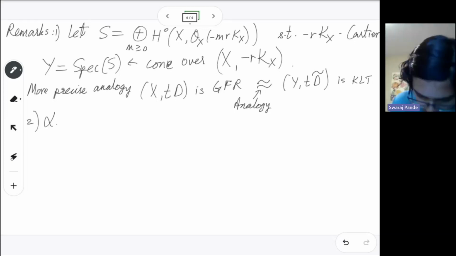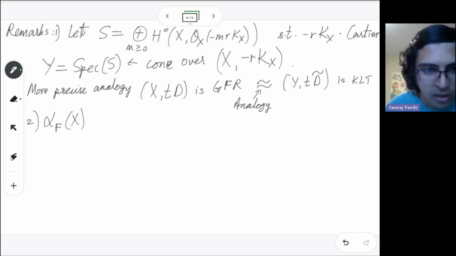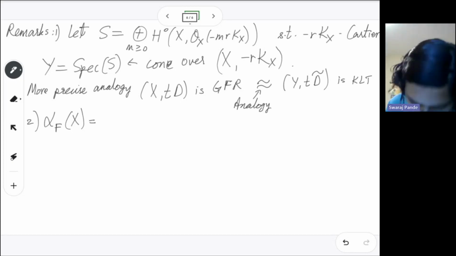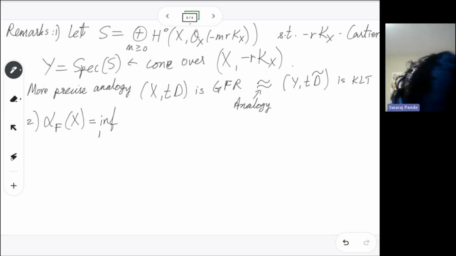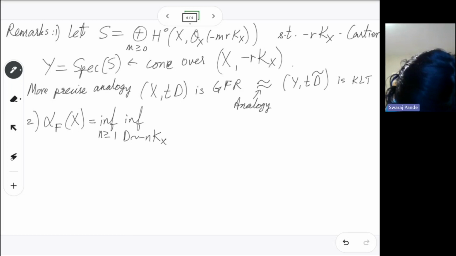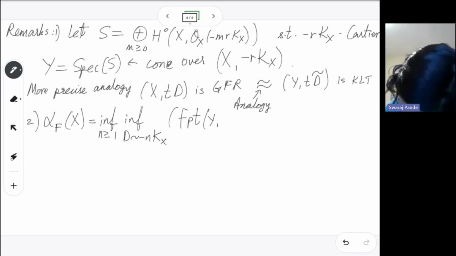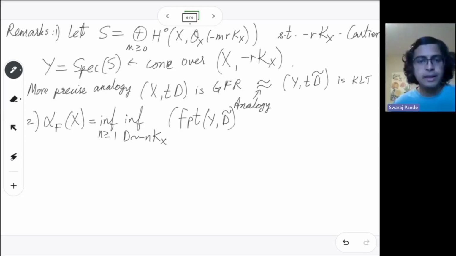So the second thing is, we had a characterization in terms of log canonical thresholds. And an analogous characterization here is that this Frobenius alpha of X is the infimum over all n, and infimum over all D linearly equivalent to negative nK_X, of what is called the FPT threshold of (Y, D tilde), where we take FPT thresholds on the cone.